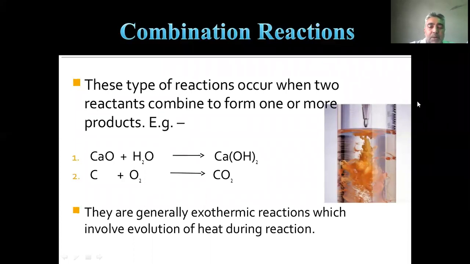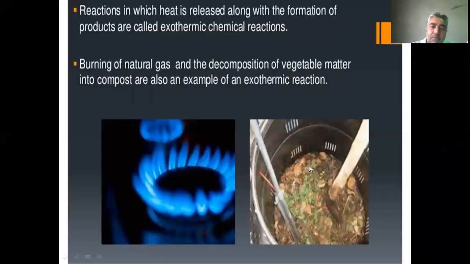Here you can understand about the exothermic, the reactions in which heat is evolved. The reactions in which heat is evolved are known as exothermic reactions, and there are some reactions in which heat is absorbed. Those are known as endothermic reactions. So you can understand them one by one.